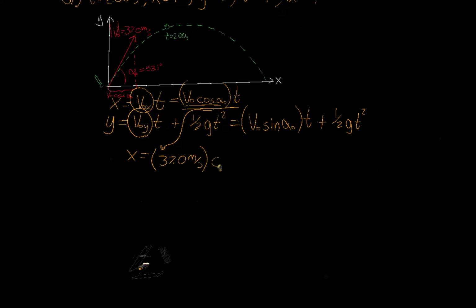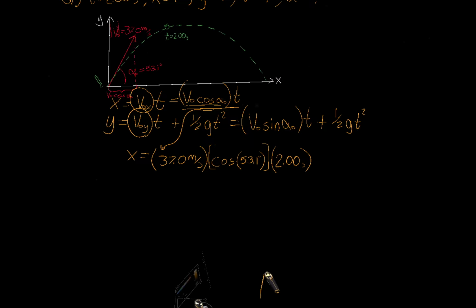Times cosine of the angle 53.1 degrees. We can do this if we wanted to be really pedantic. Times the time, 2.00 seconds. Is this going to get us position?